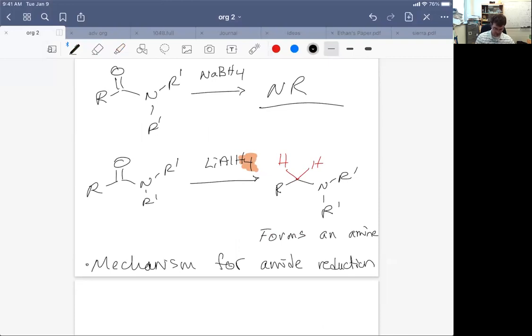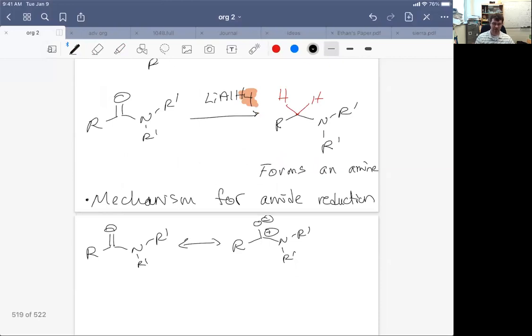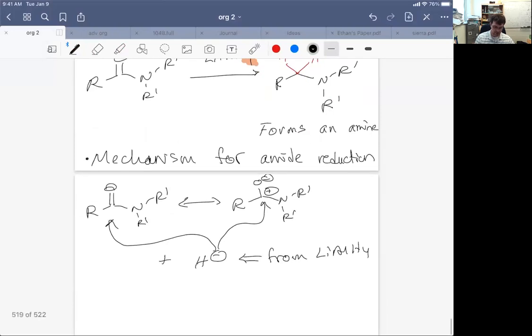The mechanism for amide reduction looks like this. We're going to take our amide and consider it as a resonance structure. Not the best resonance structure here, not even the second best one. It allows us to see we have positive charge character in some depictions at that carbonyl carbon. And so we can add our H minus, which is from lithium aluminum hydride, to the carbonyl carbon. This could be shown in either of these resonance structures. You could even show it in that second best resonance structure.